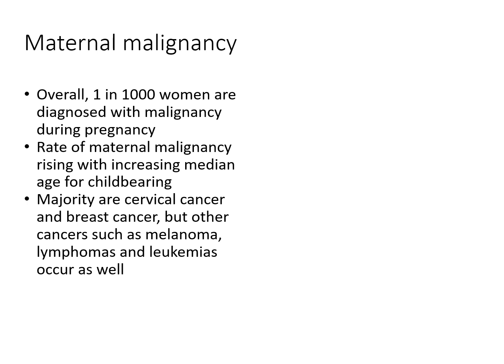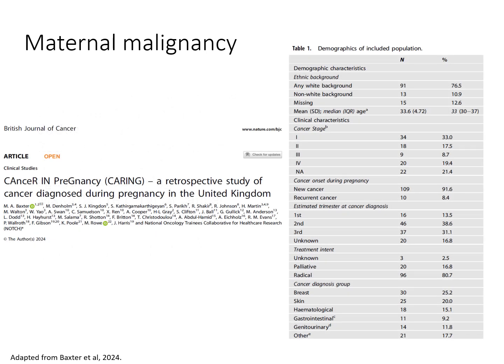The majority of these cancers are cervical cancer and breast cancer, but other cancers such as melanoma, lymphomas, and leukemias are relatively common as well. A study published last year out of the United Kingdom presented the latest demographics and current treatments for patients diagnosed with cancer during pregnancy. And these data showed that the average age was the early to mid-30s. These are mostly diagnosed in stage 1 and as a new cancer. The majority of these are in the 2nd or 3rd trimester, and the greatest proportion of them are breast and skin cancers.